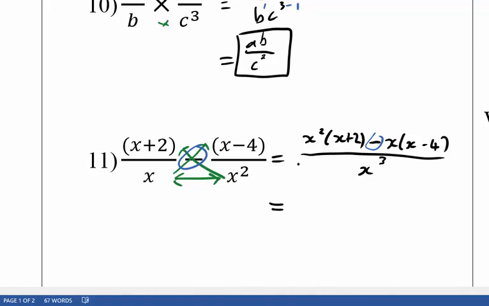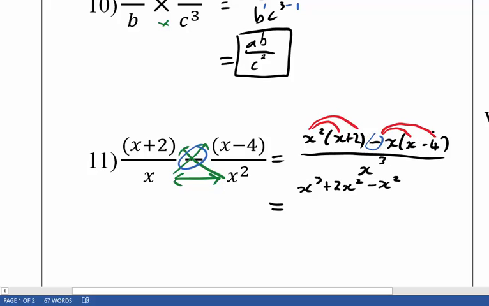Okay, so I'm going to expand these out now. X squared times x is x cubed. X squared times 2 is positive 2x squared. This is a negative x, so negative x times x is negative x squared. I'm going to go negative x times negative 4. It's a negative times a negative, so that is positive 4x. That's all over, still x cubed.